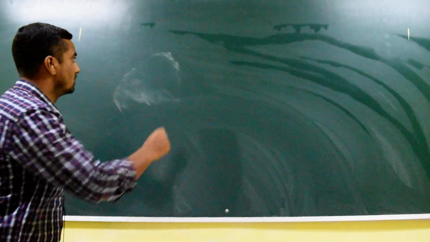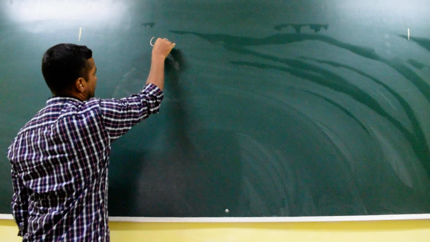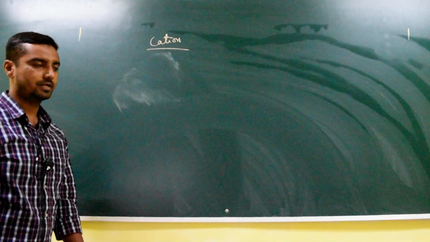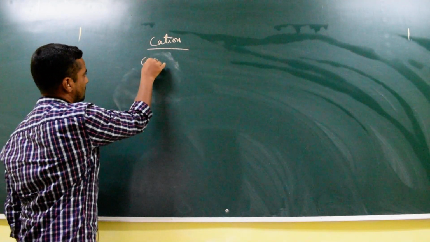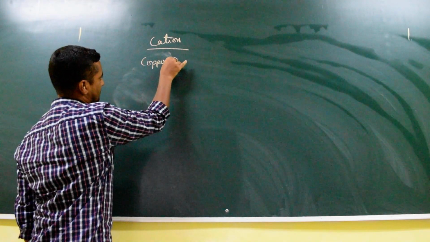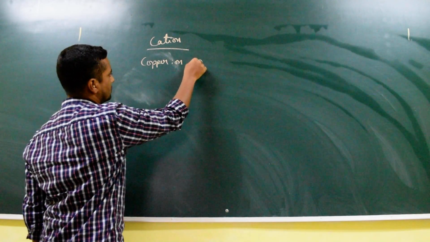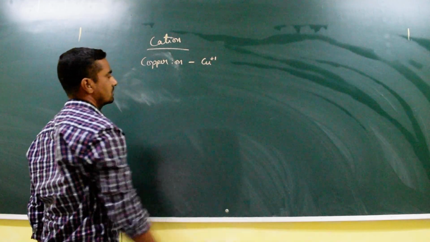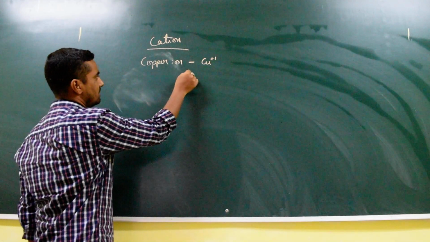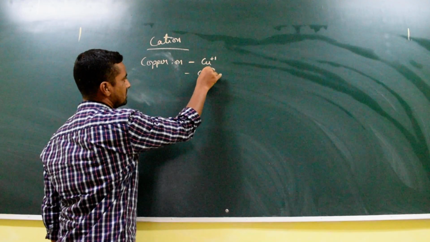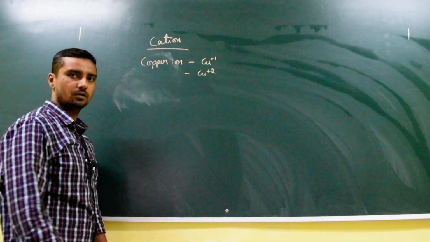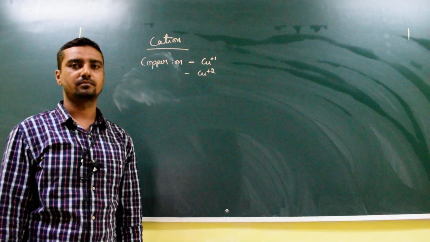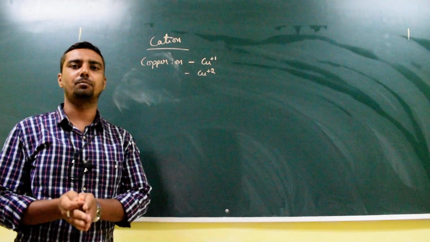So come for this one, the cations. The cation is a very important one. For example, there is a copper ion, right? If we go for the symbol, that is Cu+1, right? Then the same copper ion exhibits the oxidation state +2. Only one atom exhibits different oxidation states: copper +1 and copper +2.